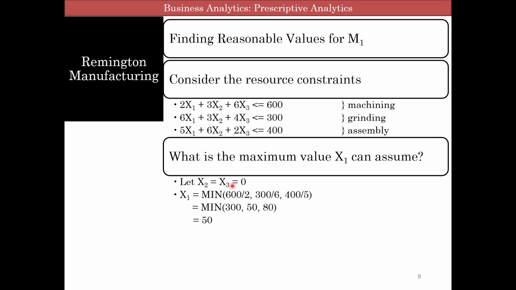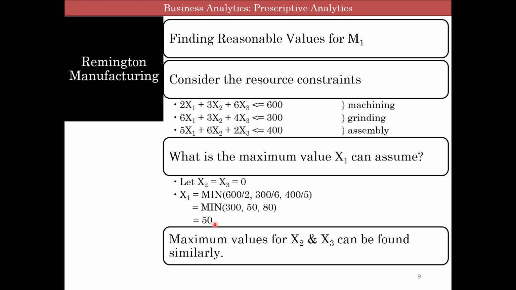So if x2 and x3 are equal to 0, then x1 would be 600 divided by 2, that's 300. 300 divided by 6, that's 50. And then here, 400 divided by 5, that's 80. So these three constraints will force, at best, x1 to be 50. It can never be more than 50. All right. Similarly, you can find values for x2 and x3.